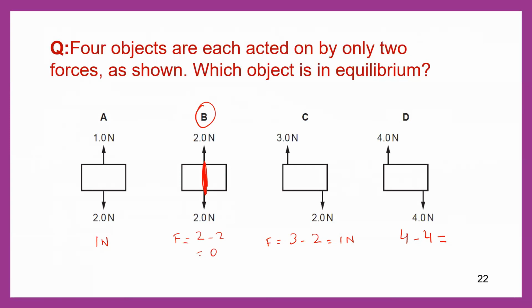It is not accelerating. It has balanced forces, because in D, the line of action is different. So that object might rotate. So we are not going to choose D. So whenever we are going to decide balanced forces or equilibrium, we have to see the same line of action.